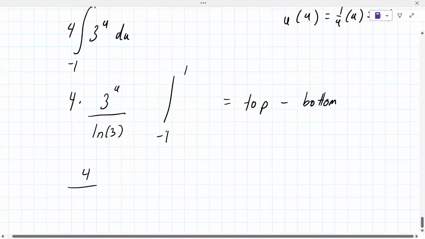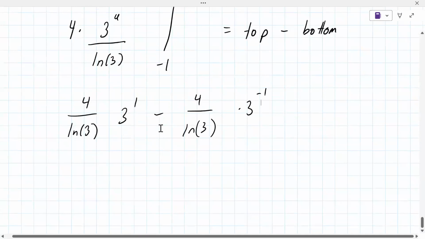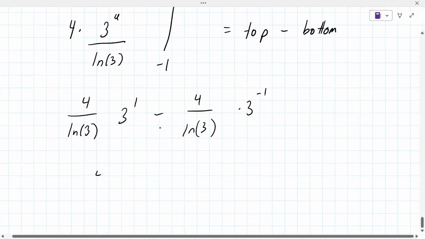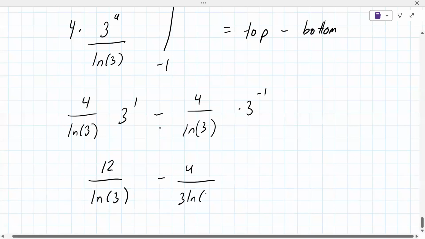Okay, so it's 4 over natural log of 3 times 3 to the 1, minus 4 over natural log of 3 times 3 to the -1. All right, so 4 times the 3, that's 12 over natural log of 3. And then 3 to the -1 is 1/3. So I guess we can go -4 over 3 natural log of 3. You could factor stuff out here. I don't know that they would do all that, but that is something to consider when you're working through this.